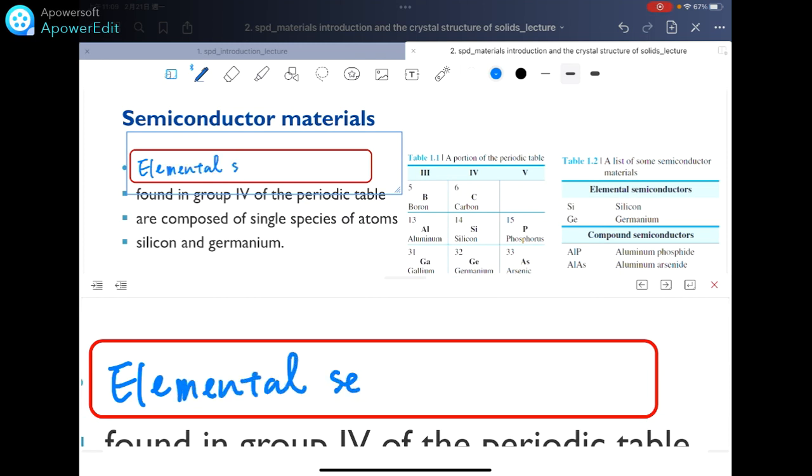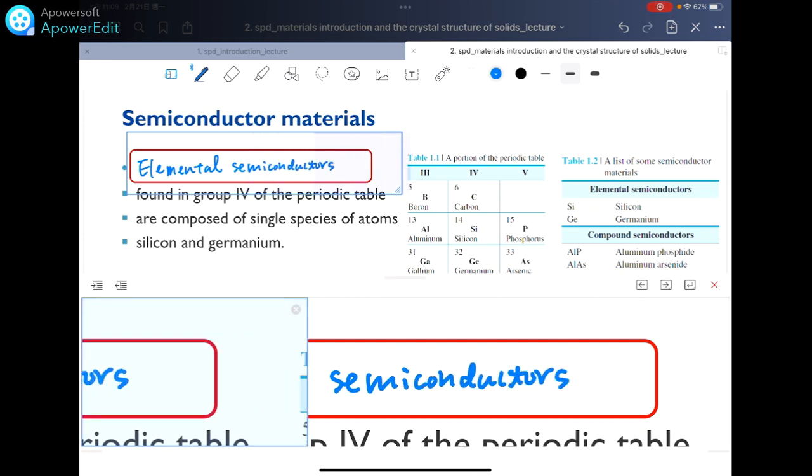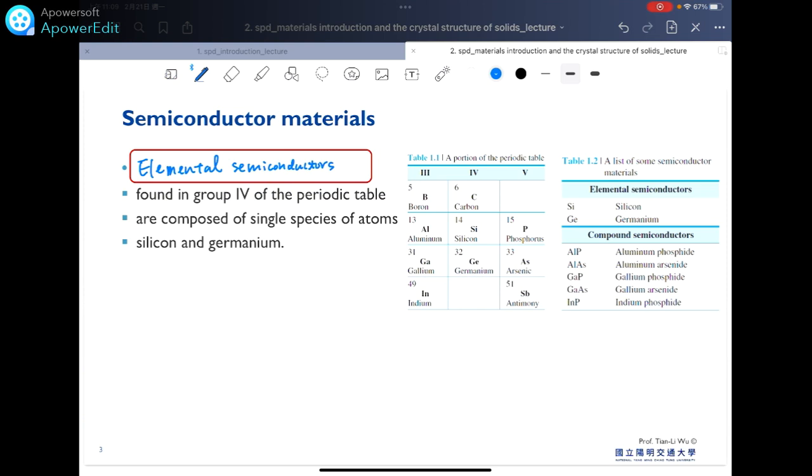Elemental semiconductor. It's mainly found in group 4 of the periodic table. Inside the periodic table, group 4 is mainly considered the elemental semiconductor. We can form semiconductor material which is composed of a single species of atom. So we can have semiconductor material with only carbon, with only silicon, with only germanium. And most often it is silicon and germanium.